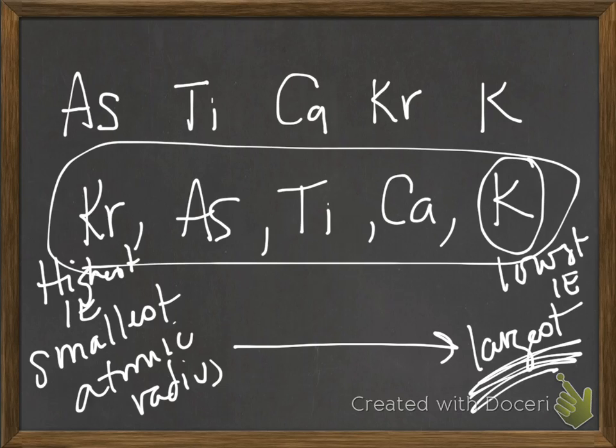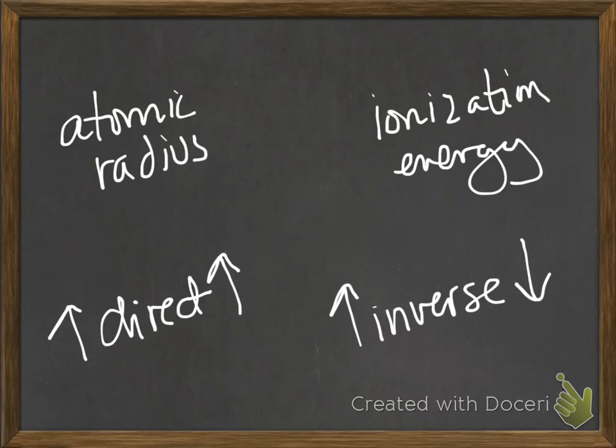Why? If you had to describe the relationship between atomic radius and ionization energy, do not yell this out, I want you to write this down on your paper. Would it be an inverse relationship or a direct relationship? So, let's go to a new slide for this. Which would it be? As your atomic radius goes down, as it gets smaller, what happens to your ionization energy?